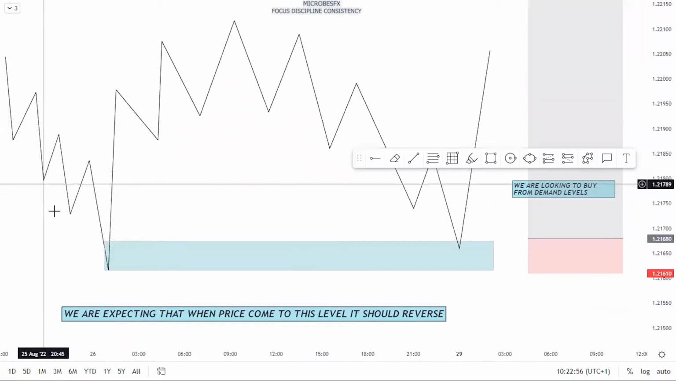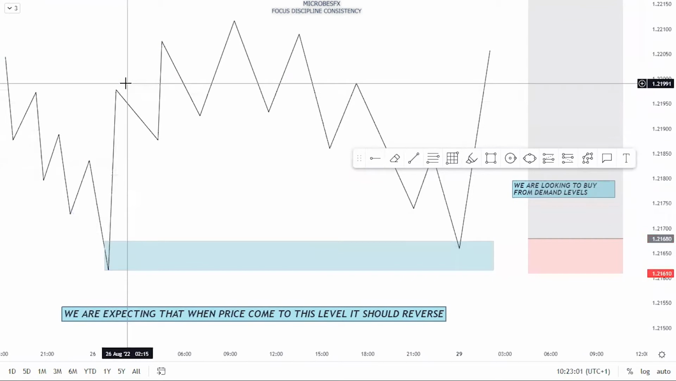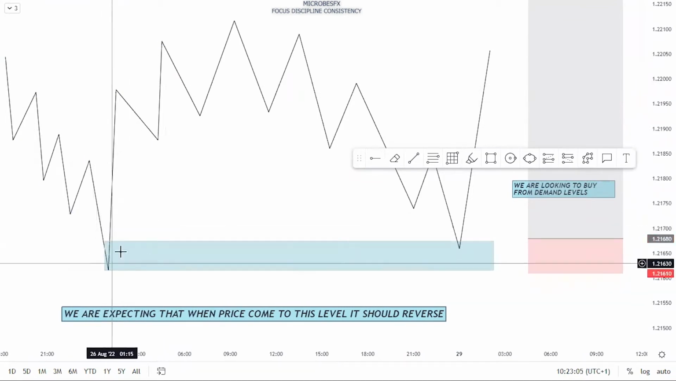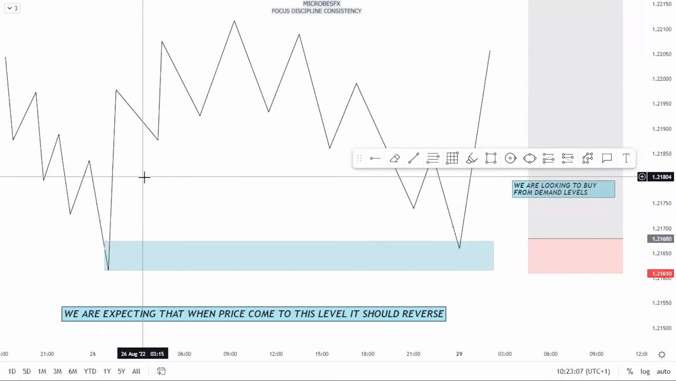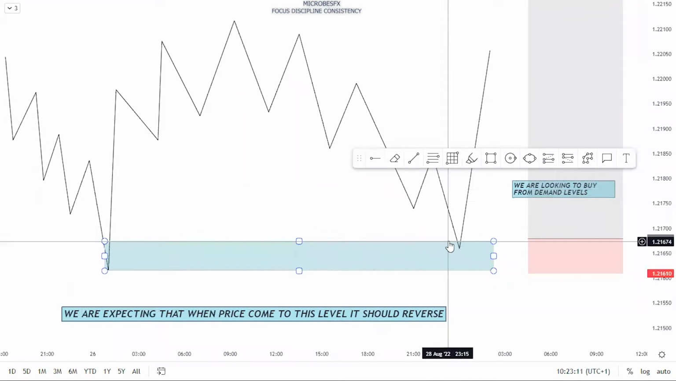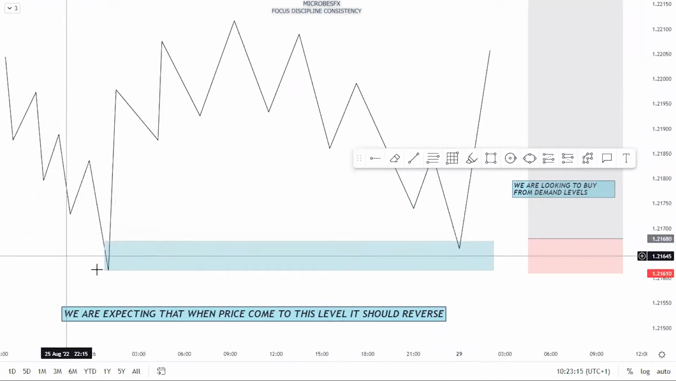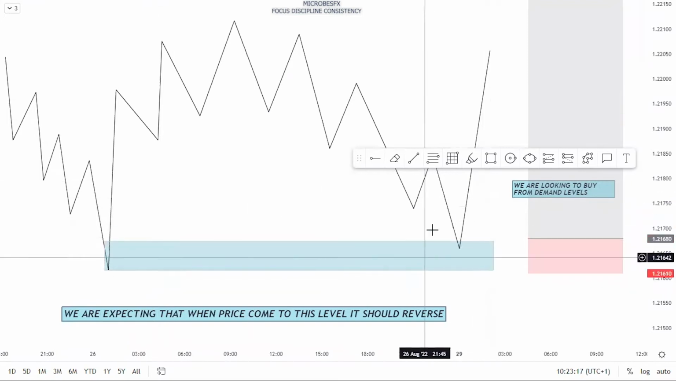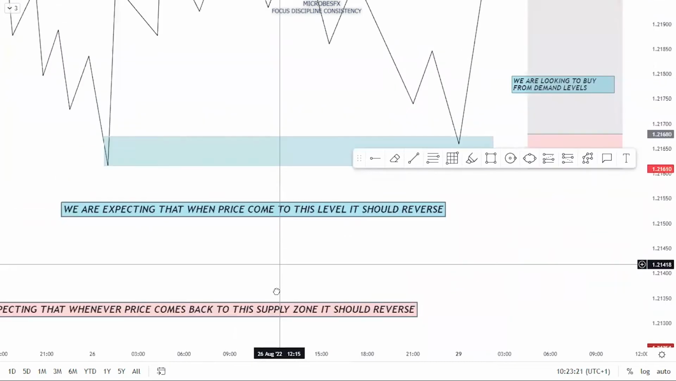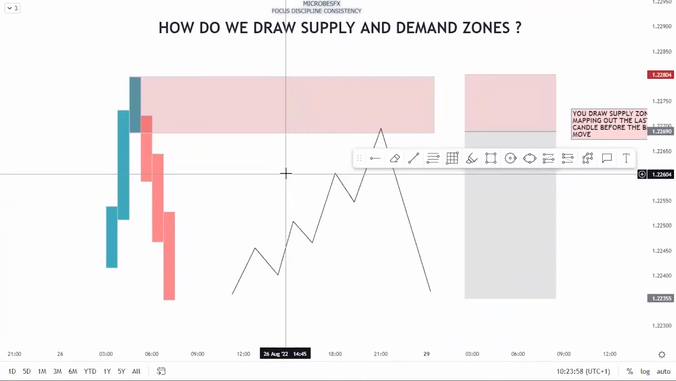So price was moving down, then it gets to a particular level and then all of a sudden it reverses. So the buyers stepped in and now price has started moving to the upside. So how do you take this trade? Don't just jump in. You're waiting for price to come back to that demand zone and then you take your trade. So demand zone is created, so you buy off demand zone and then you sell off supply zones. So that's it. How do we actually draw the supply and demand zones?